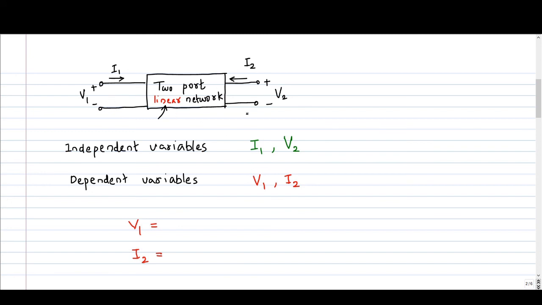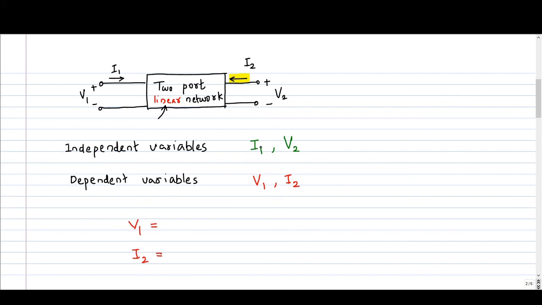Here I have marked the voltages and currents. V1 is the port 1 voltage or input voltage, and I1 is the current flowing into port 1. V2 is the output voltage, and I2 is the current flowing into port 2 or output port. Please note that both the current directions are into the port. Current I2 is also flowing into the port. That is one point to remember.